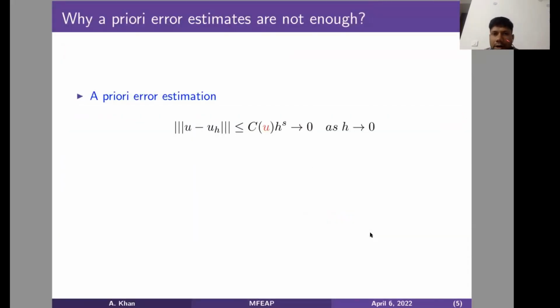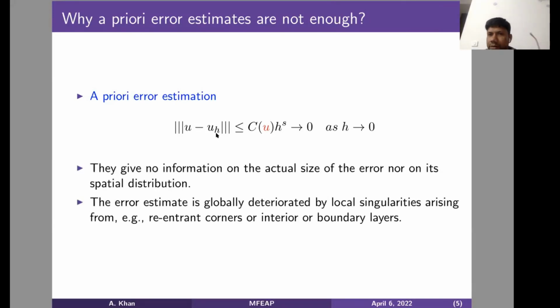Why are a priori estimates not enough? When we talk about a priori, we always get an error, u minus u_h, bounded by some mesh size h to the power s, and as h tends to 0, we assume this error also tends to 0. But the constant always depends on the exact solution. So we only talk asymptotically about the error decaying at some rate. We will not get actual information about the local size of the error, and if the solution has a local singularity, like re-entrant corners or interior or boundary layers, it deteriorates globally and we will not get good accuracy.